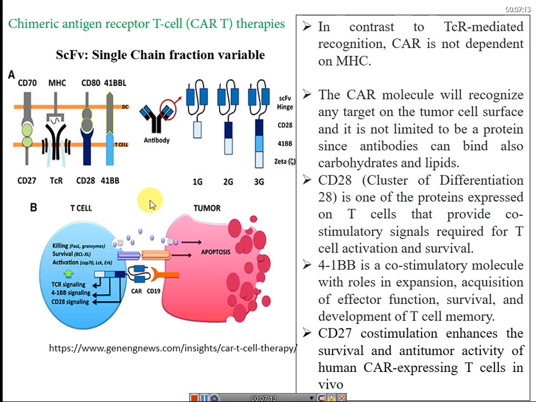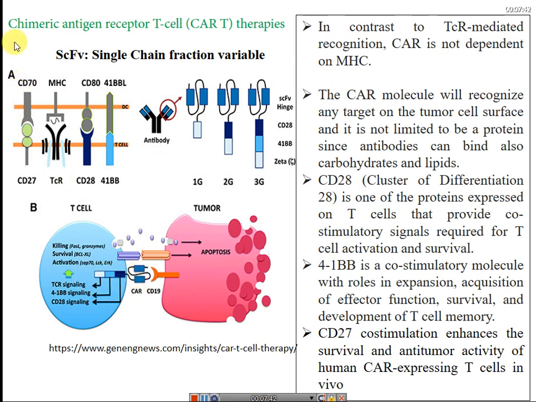You can see in this figure that a T cell is interacting with the tumor cell, and this T cell has a CAR receptor, that is chimeric antigen receptor, having the scFv region from the antibody, that is single chain fragment variable region coming from the antibody. And you can see that there are different colored regions in its intracellular domain, right?